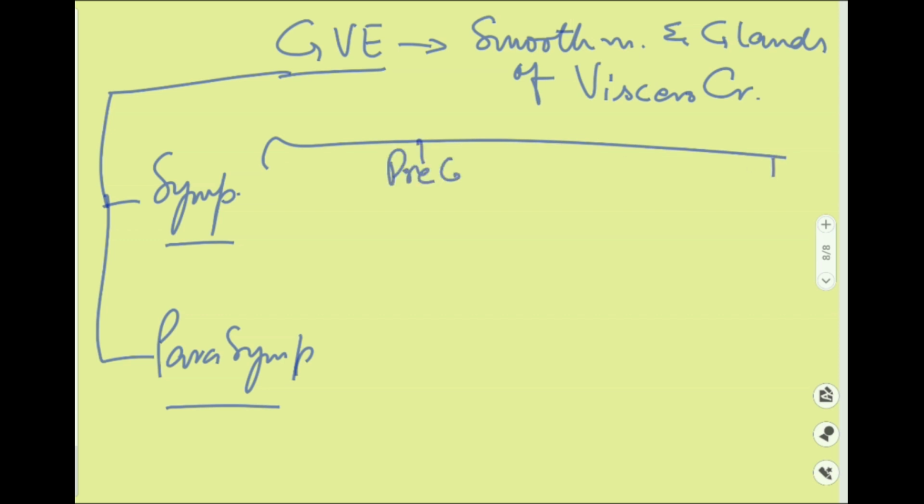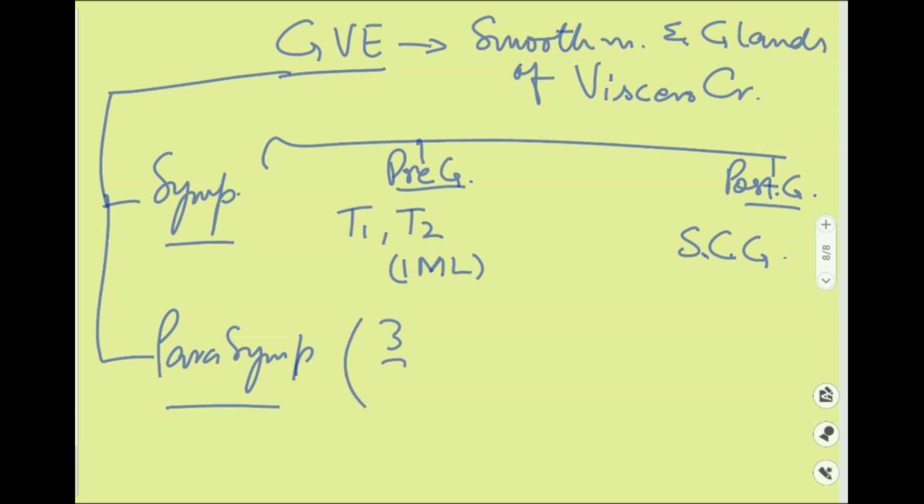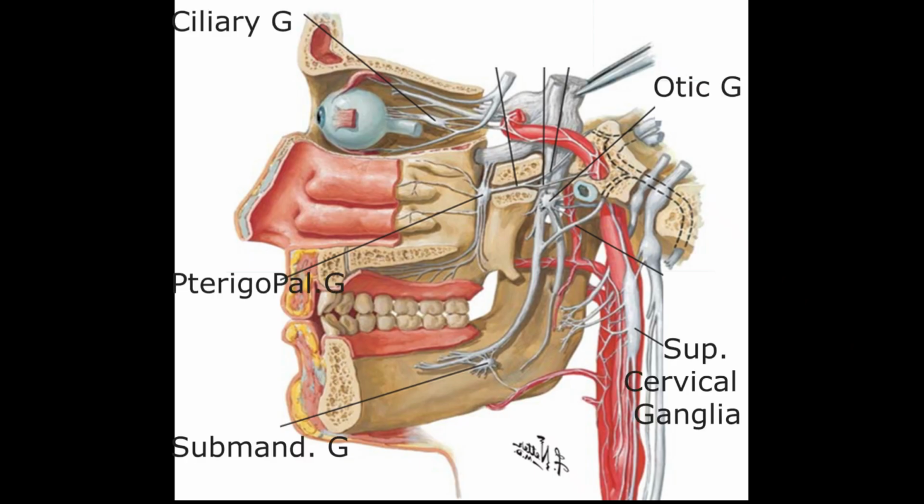Sympathetic preganglionic neuron for all head and neck viscera is present in T1 and T2 segments of spinal cord intermediolateral horn. Sympathetic postganglionic neuron for all head and neck viscera is present in superior cervical ganglia. Parasympathetic preganglionic neurons for all head and neck viscera arise from cranial nerve number 3, 7, 9 from the brainstem and the postganglionic neuron from 4 parasympathetic ganglia. Focus here.